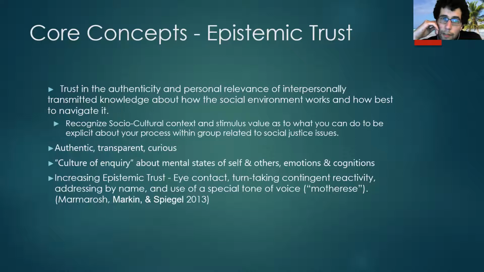So when we talk about increasing epistemic trust, there's a couple of different techniques they use. Eye contact being one, kind of hard to do on Zoom, but might be there someday. Turn taking, this contingent reactivity to what you say, addressing somebody by name. So I always want people to talk to one another, and they'll do this pronoun game. You have to watch when people talk in group by speaking in third person to one another.